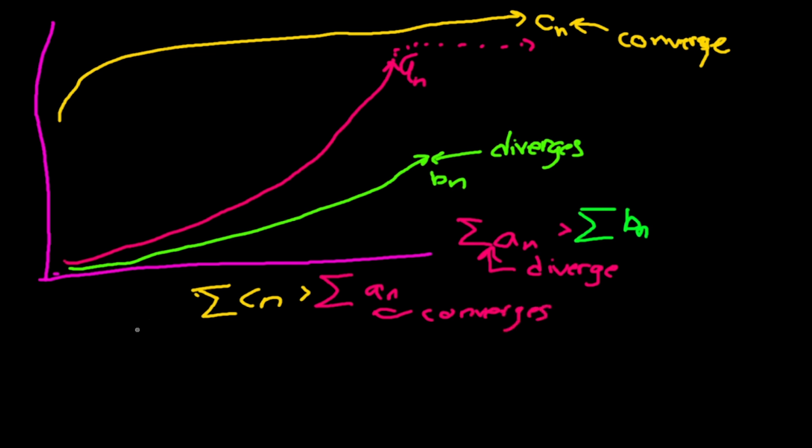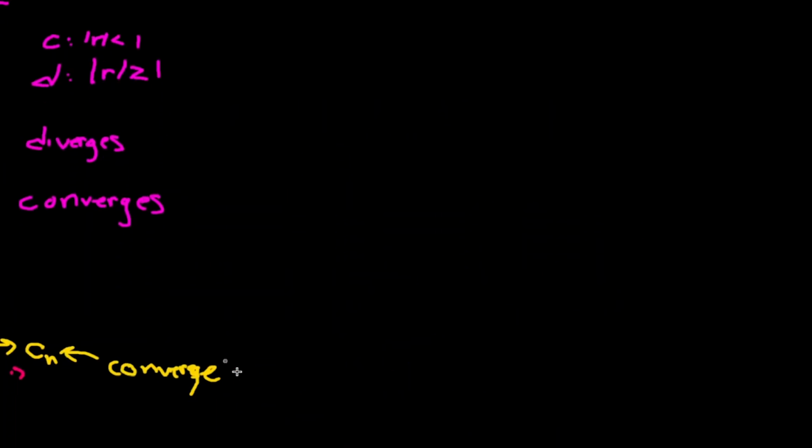Now, let's write this out in a way that maybe makes it a little bit easier to fully grasp. Oh, I'm running out of space. Hopefully I have enough space to do an example. If we're writing this out, if we say that our sum, An, is less than a convergent sum, then that means that An is convergent.